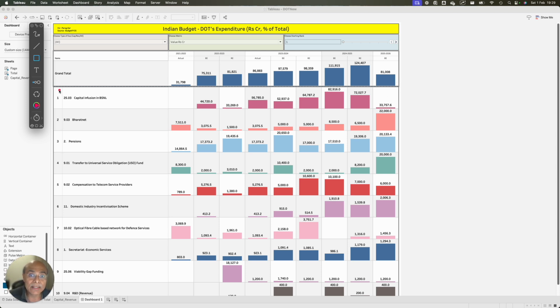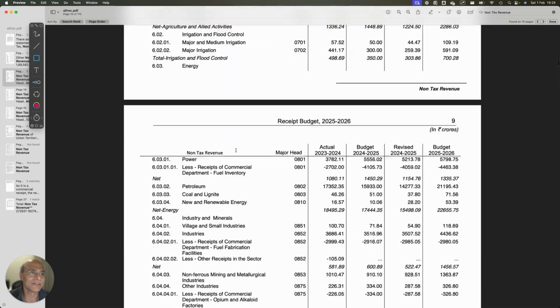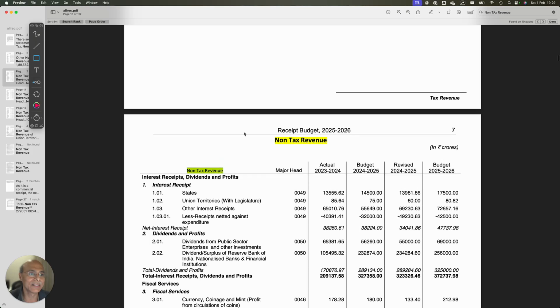So this capital infusion of BSNL actually plays a very, very important role in non-tax revenue. And people will not believe that. Why? Because a large portion of this number is actually for spectrum. So when the government of India issues spectrum to BSNL, BSNL gives back the value of the spectrum to the government of India in terms of equity. And that equity is shown by the government of India in terms of non-tax revenue. You see this non-tax revenue.